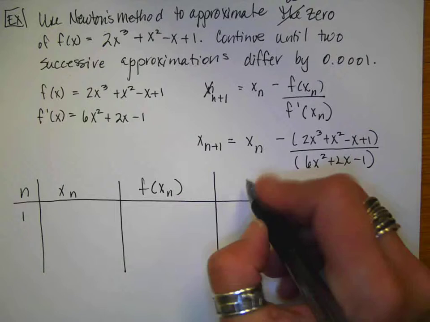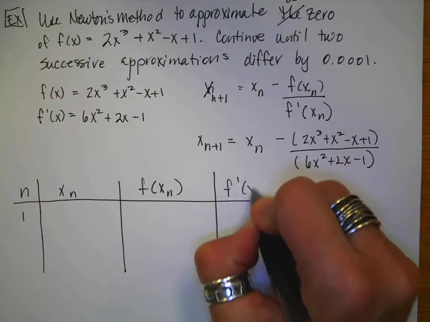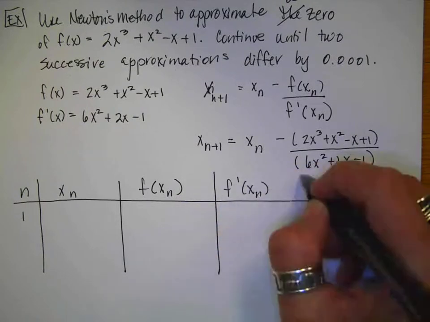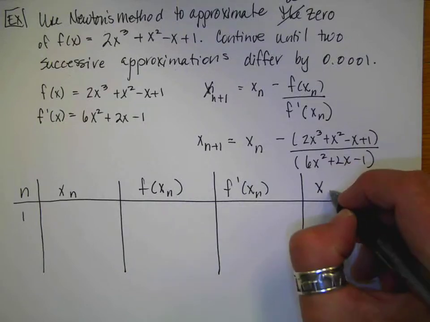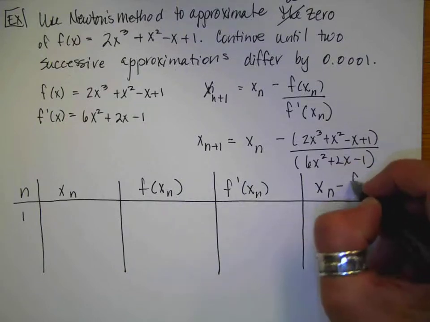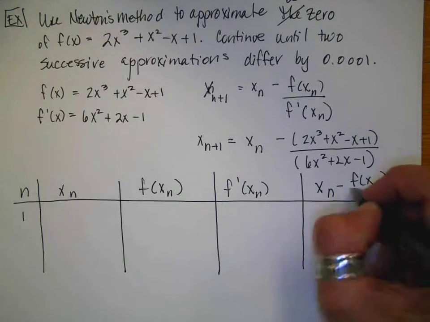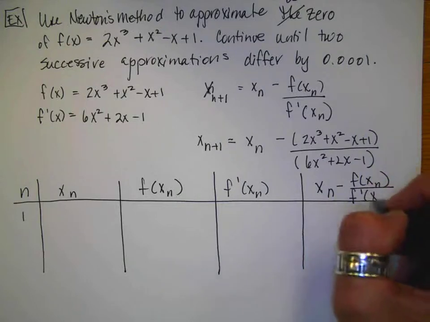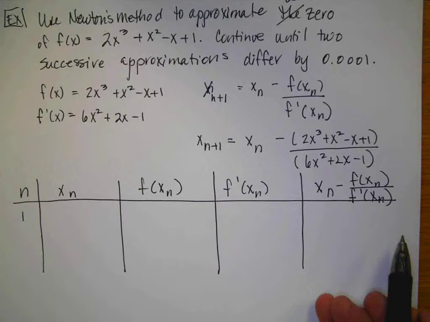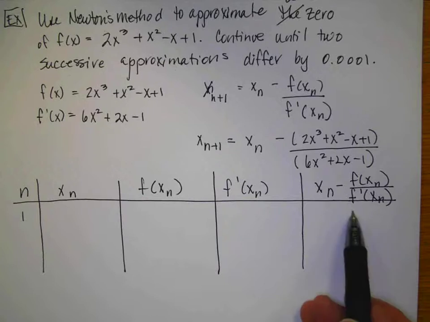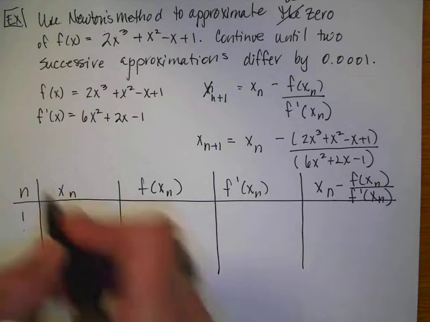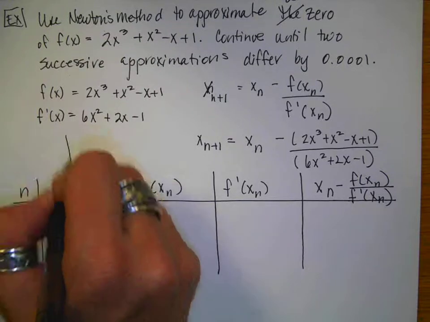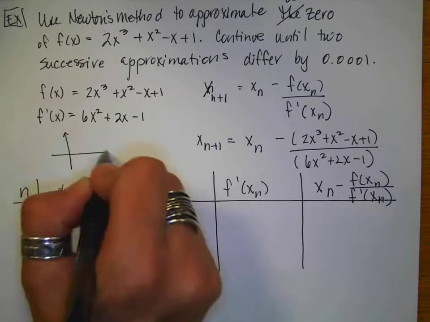Here's f of x sub n, and then f prime of x sub n. And then the last one is the approximation minus f of x sub n over f prime of x sub n. And remember, when you do this process, this value then becomes my second starting point. So I'm going to just sketch a quick graph.